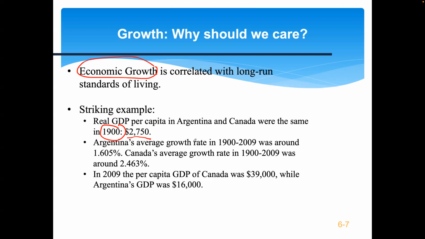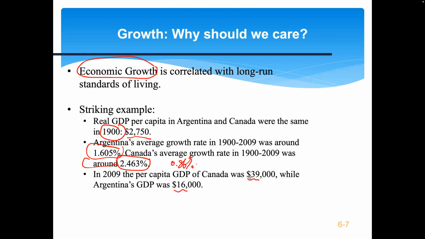During the past century, Argentina's average growth rate was around 1.6%. Canada was around 2.5%. Over a century, this is a small number. The difference is less than 1%. Actually, it's around 0.86%. So there's a difference. Over a century, this difference translated into a huge difference over time. In 2009, the per capita GDP of Canada was 39,000, while Argentina's was 16,000.